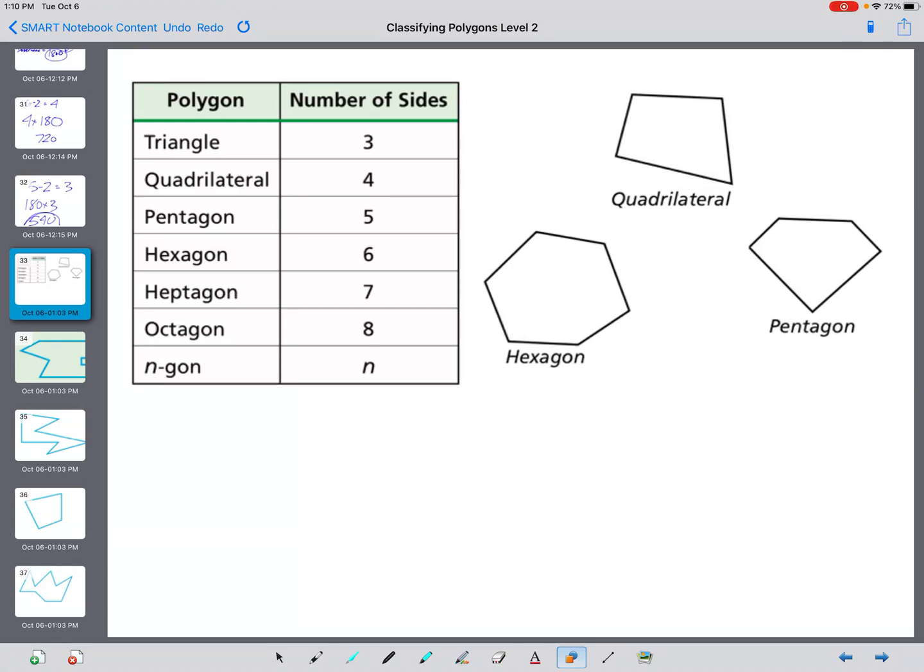So we're going to talk about classifying polygons by their number of sides. It's pretty easy to see from the list that a triangle is a three-sided figure. A four-sided figure is any quadrilateral, and that includes squares, rectangles, rhombuses, trapezoids, and even kites. You might not think of it, but that is a four-sided figure and a quadrilateral. Also parallelograms.